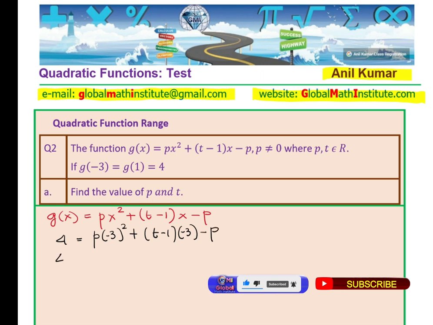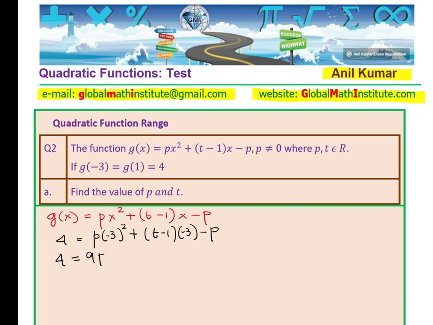We can simplify this. We get 9p and then we have minus p. Open this bracket, so we get minus 3t plus 3. Bringing all the terms with unknowns to one side, and then 4 minus 3 on the left, we get 8p minus 3t. 4 minus 3 indeed is 1, so 1 is 8p minus 3t. So we get one of our equations.